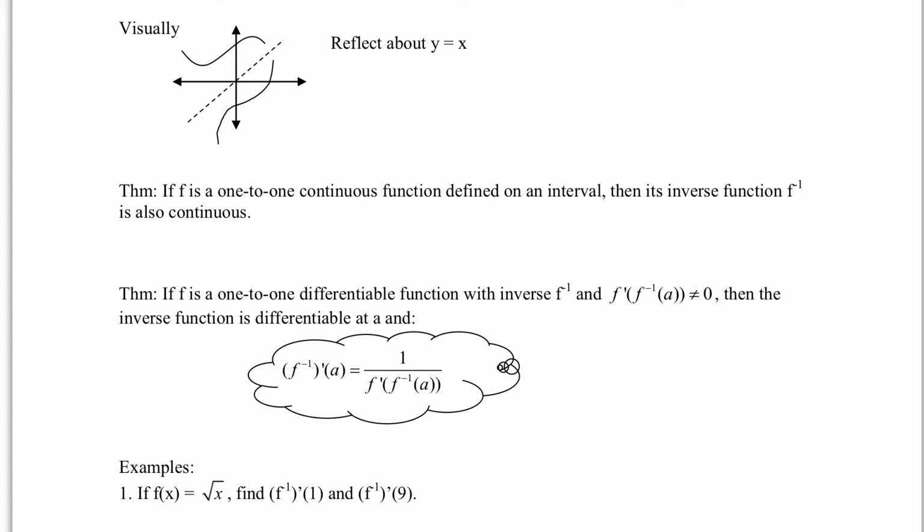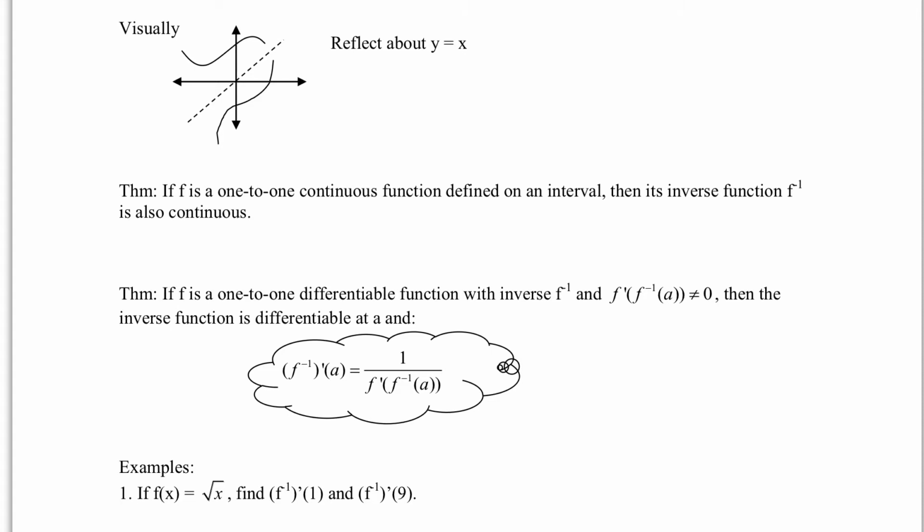What does all this mean visually? It's me taking a graph, such as this, and reflecting it about the line y equals x. There's my line y equals x. I reflect about the line, and that's the inverse right there. That is what the inverse means visually. So we have this theorem: if f is a one-to-one continuous function defined on an interval, then its inverse is also continuous. As long as the function is continuous and one-to-one, the inverse will be as well.